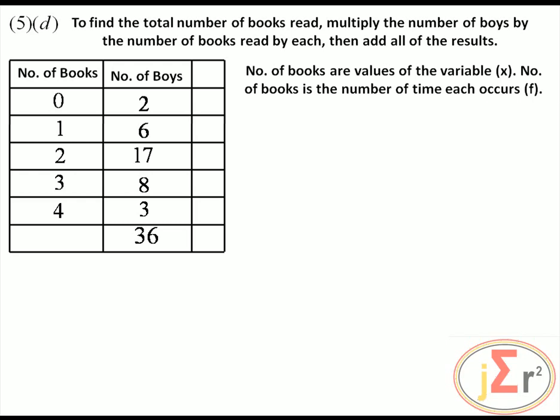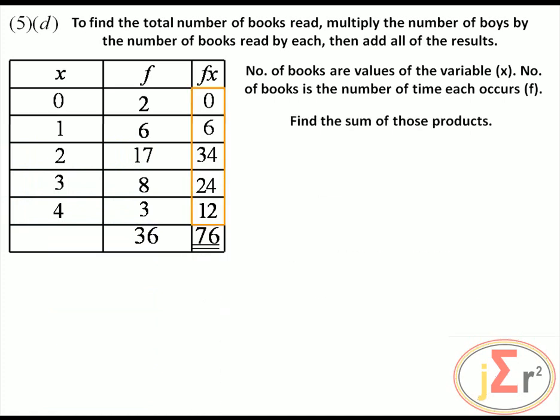So we are going to make a transition to a jargon that most students might be familiar with. The number of books are values of the variable x, and the number of boys is the number of times each occurs, and that is its frequency. So in order to determine the total number of books read, we will multiply f by x. So we have a column that we use fx. So we have 0 times 2 is 0, 1 times 6 is 6, 17 times 2 is 34, 3 times 8 is 24, and 4 times 3 is 12. And the total number will be 76. So that is what we have.